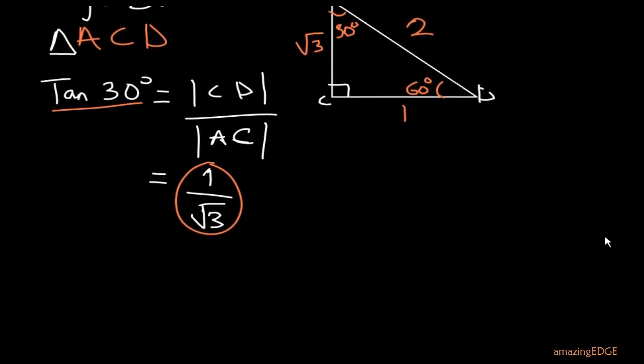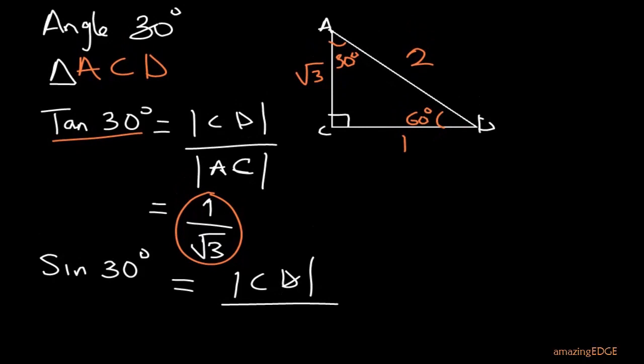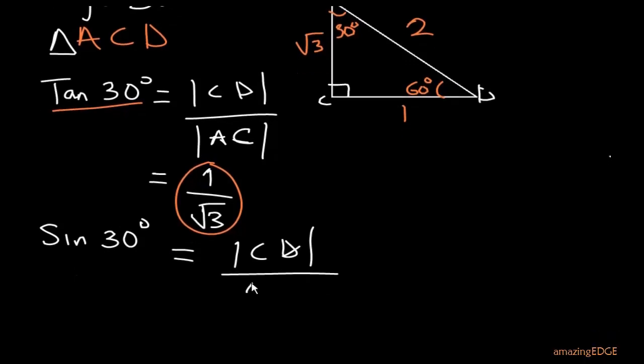Then we go back again and look for sine 30 degrees. Recall what sine is: opposite over hypotenuse. As usual, the opposite to angle 30 degrees is line CD. Then over the hypotenuse, like we said, the hypotenuse is the longest side, that is the side facing the right angle, which is line AD.